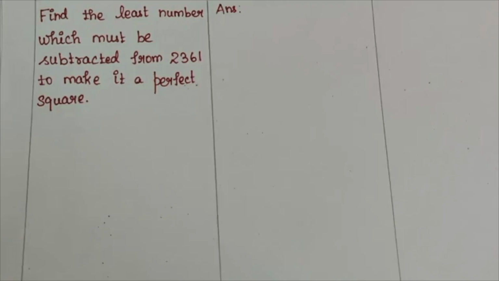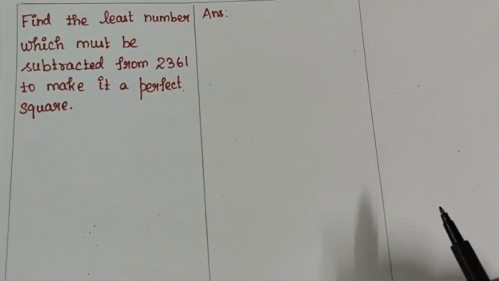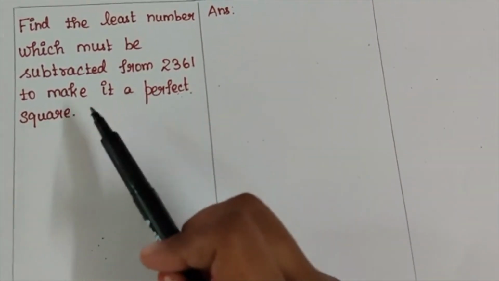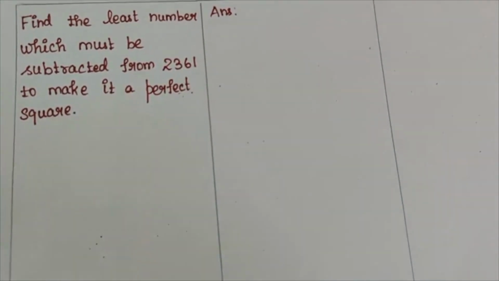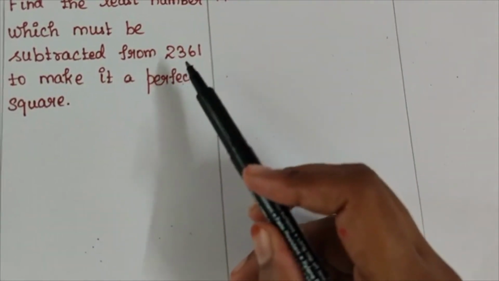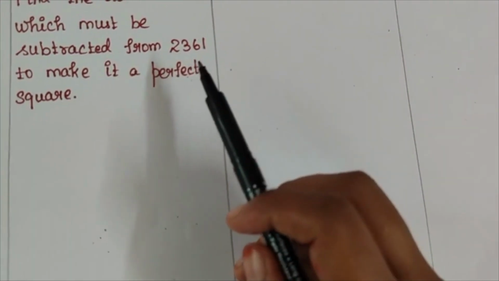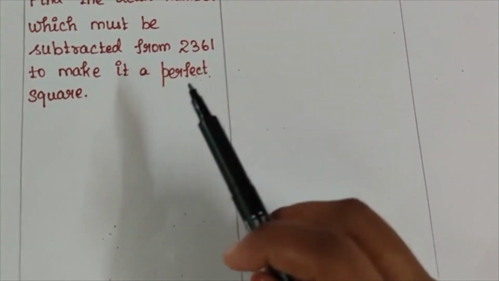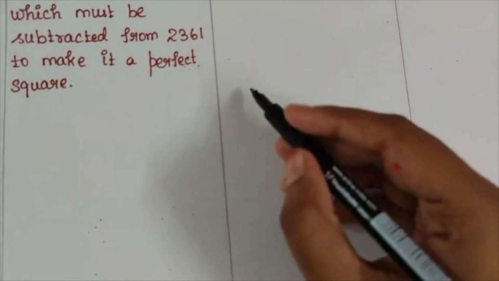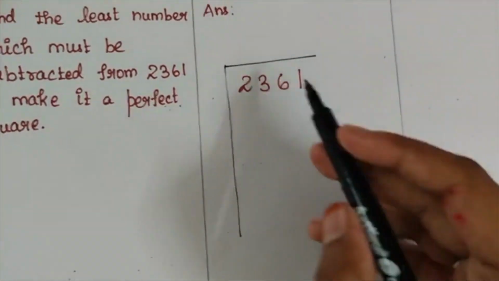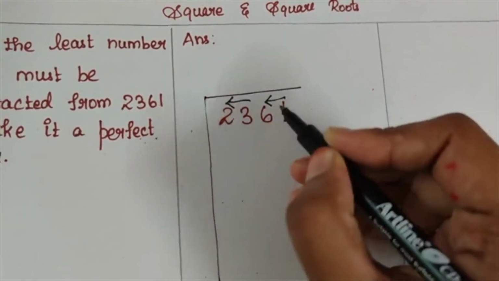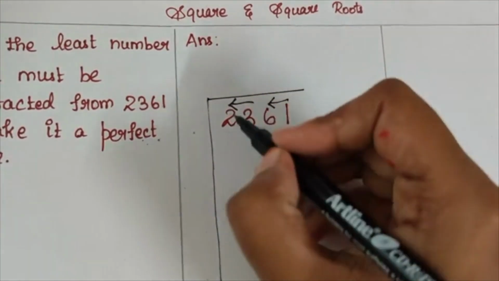Next sum. Find the least number which must be subtracted from 2361 to make it a perfect square. So we need to find the least number that must be subtracted, since 2361 is not a perfect square. In order to convert this, we need to use the long division method. Let's use the long division method. First, we need to divide this into pairs. So separating into pairs, 61 and 23 are the pairs.